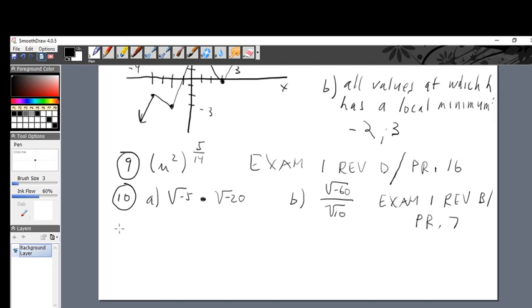Let's go to 11. The problem is 6v squared plus 18v equals 0. They want you to solve it. That means factor it, get the GCF out, set both factors to 0. Solve this. Okay, where can you find this? A problem just like this, exam 1, review C.